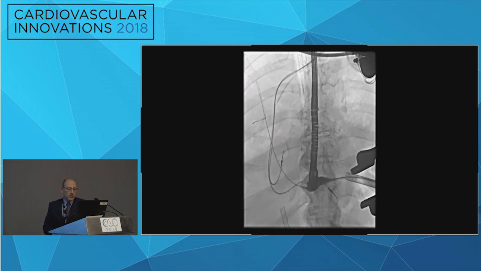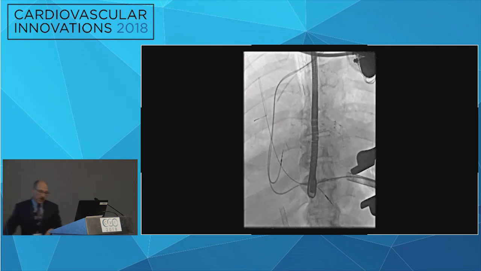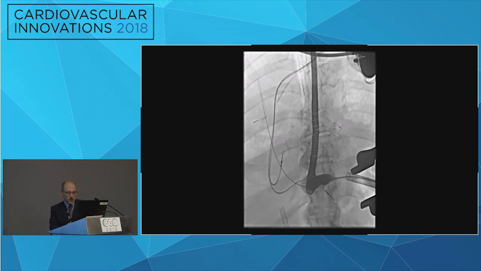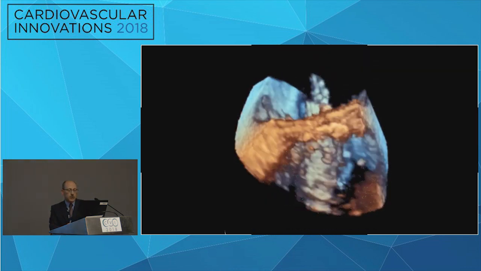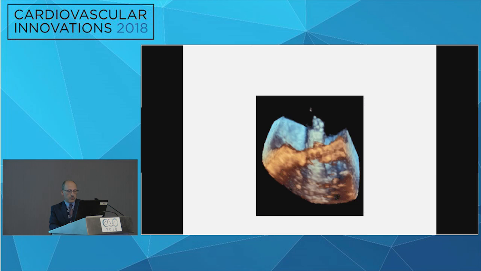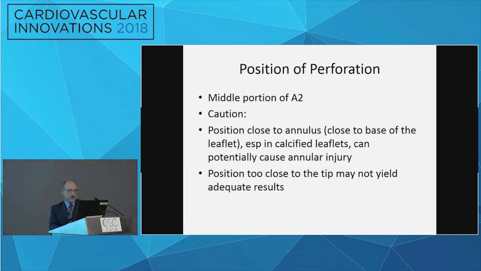Following that, over the wire, a transapical sheath is placed, and then a balloon valvuloplasty is performed of the anterior mitral leaflet itself. Remember, the wire is penetrating through the anterior mitral leaflet itself. You can see on the bottom here how the anterior mitral leaflet yields after the waist is, there's the waist, and pop, it yields. And that's what it looks like when the balloon is inflated through the defect in the anterior mitral leaflet. The position of the perforation is very important.